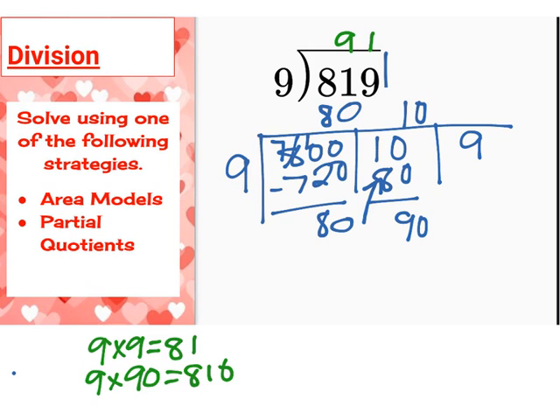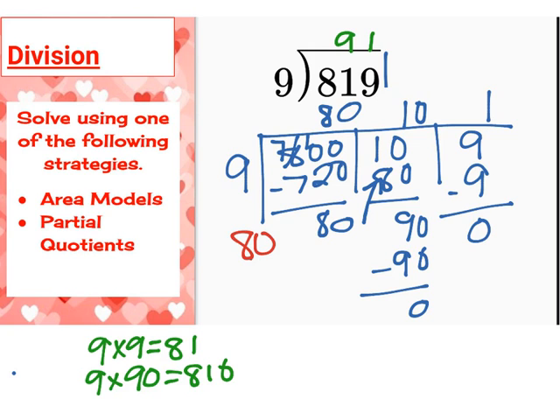Well, 9 times 10 equals 90. So I'm going to subtract. Add the 0 to 9. I have 9. 9 times 1 equals 9. Subtract. I get 0. Now I've got to add up those partial quotients I came up with, and I end up with 91. So once again, the same thing that I got using the other strategy.